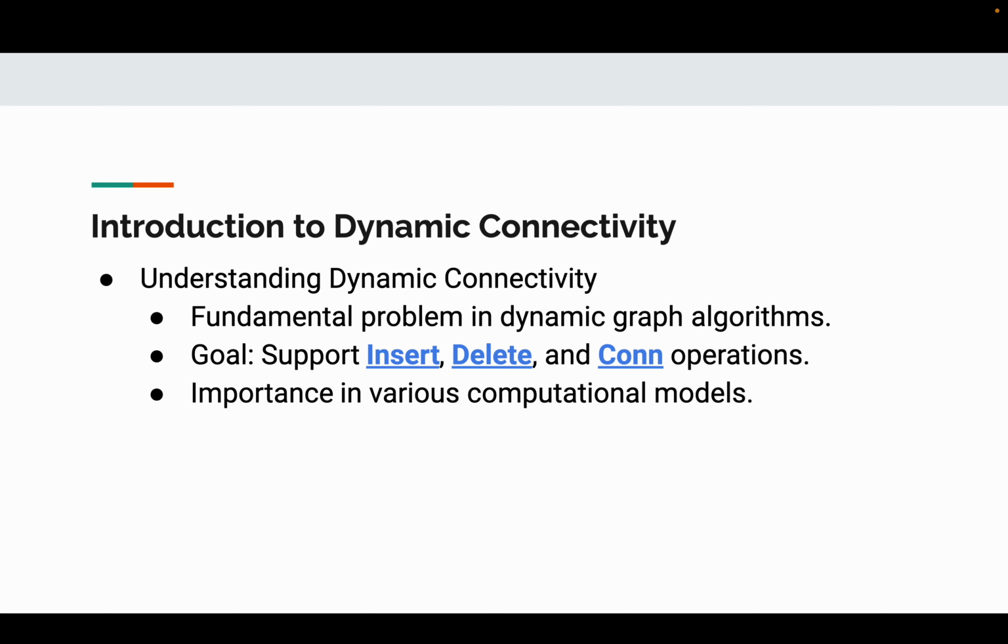The dynamic connectivity problem is pivotal in the realm of dynamic graph algorithms. It revolves around efficiently managing a graph's connectivity through insertions and deletions of edges and determining if two vertices are connected. This problem is crucial across different computational models, showcasing its broad applicability.